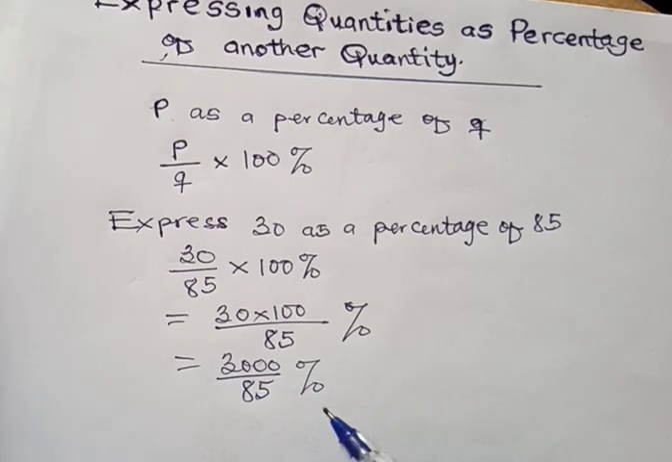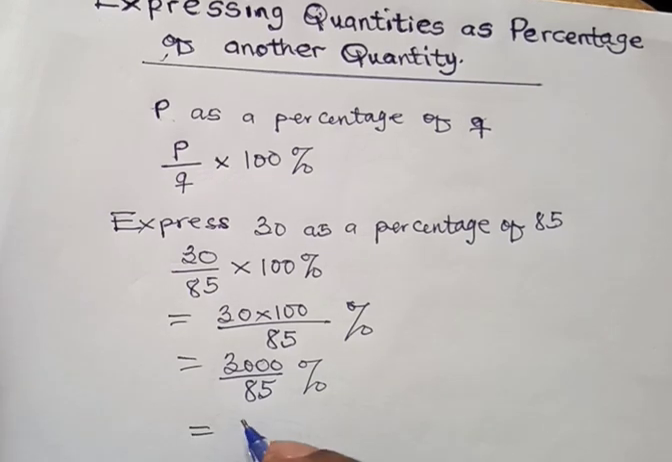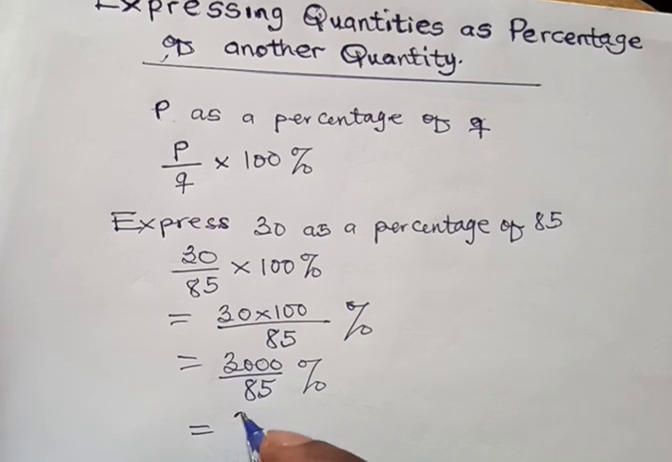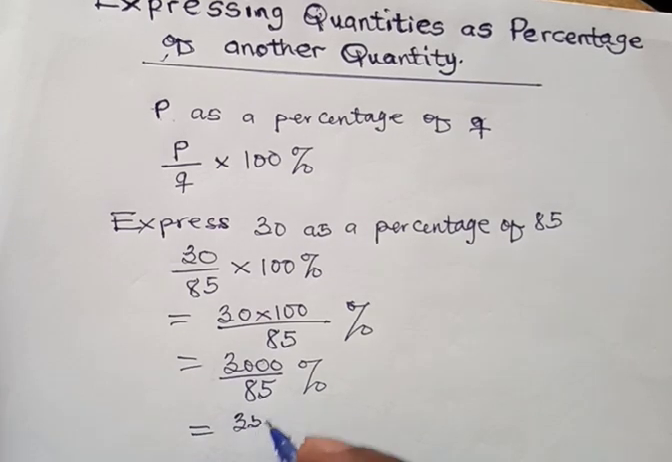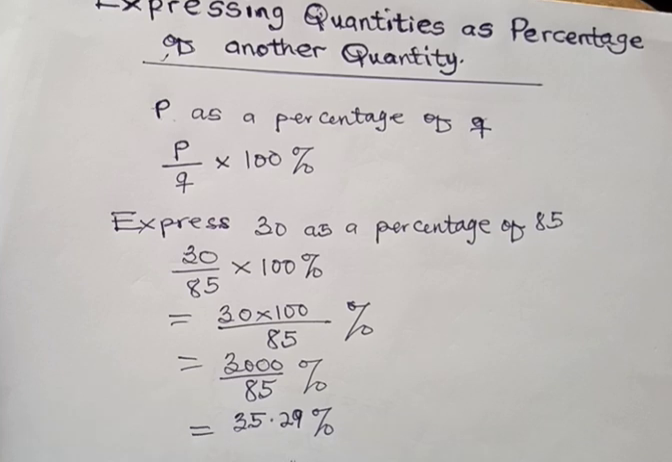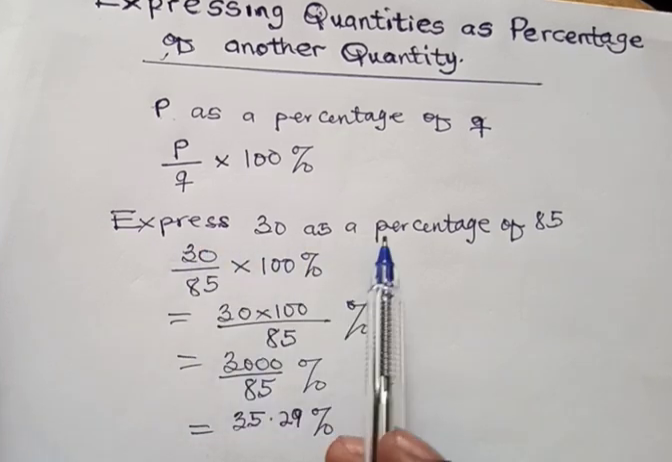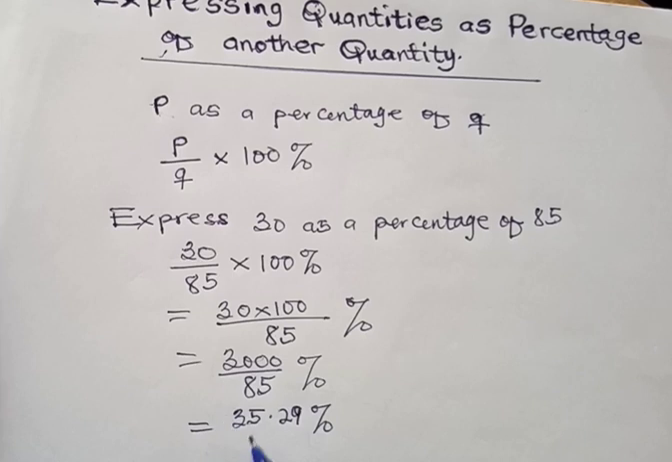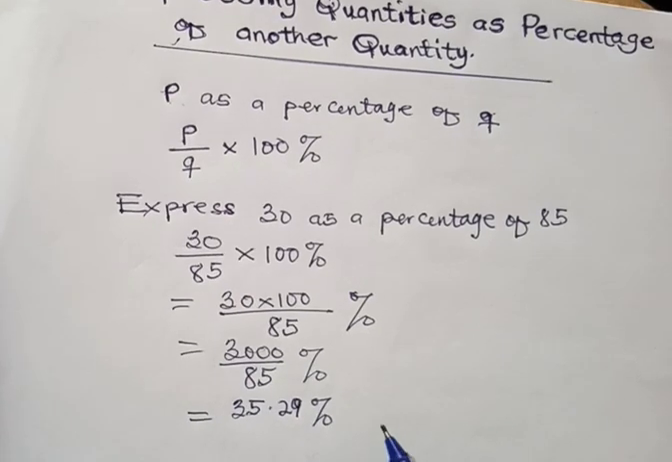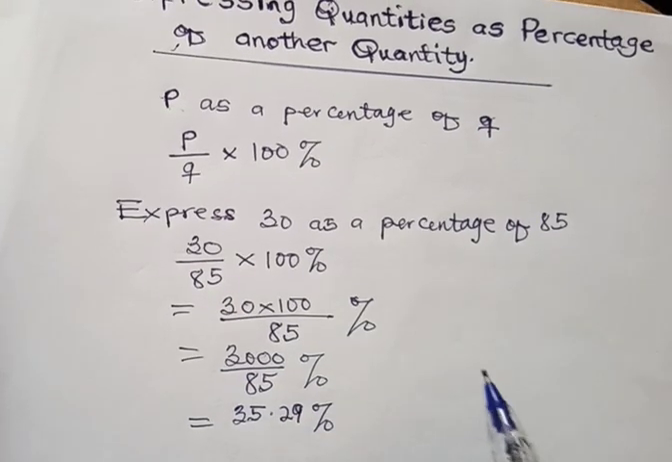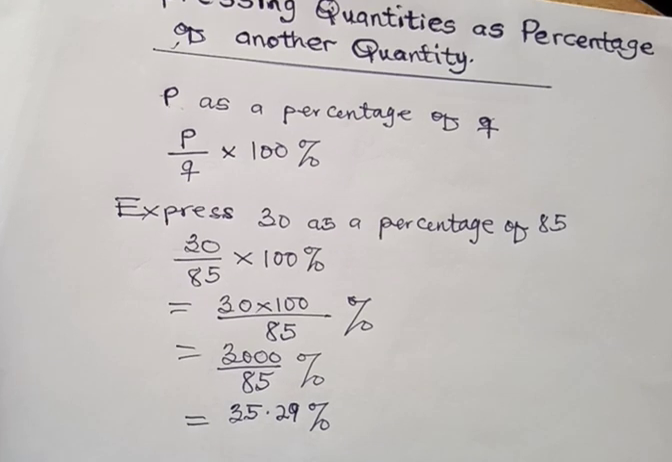Good. So what is 3,000 divided by 85? This one you are going to get 35 point, so I'm going to approximate to two decimal places. Then you add your percentage, because you are asked to express this as a percentage of that. So when you express this as a percentage of that, that is how you go about it. All these things are very, very basic.